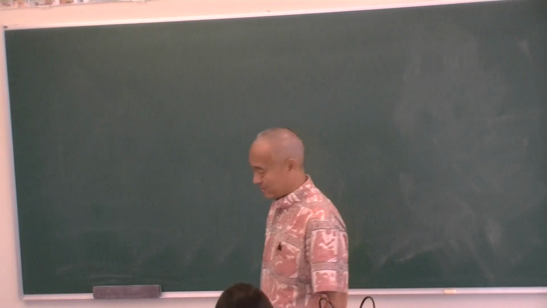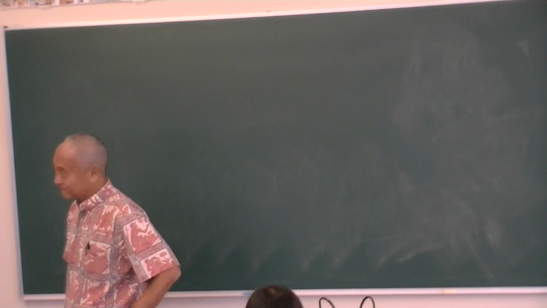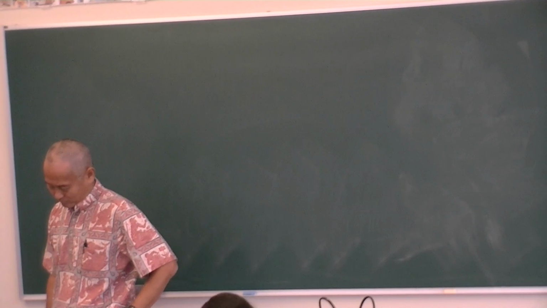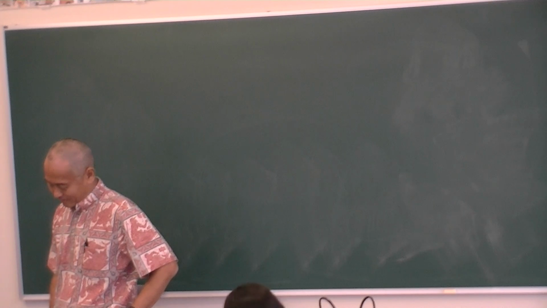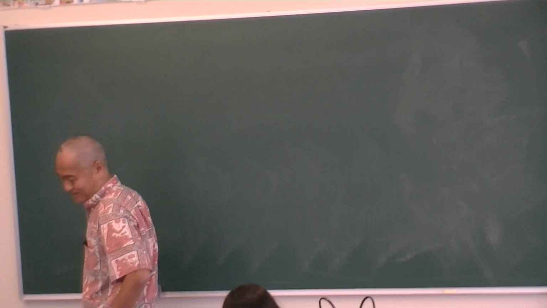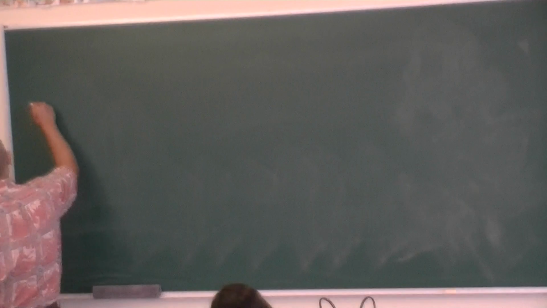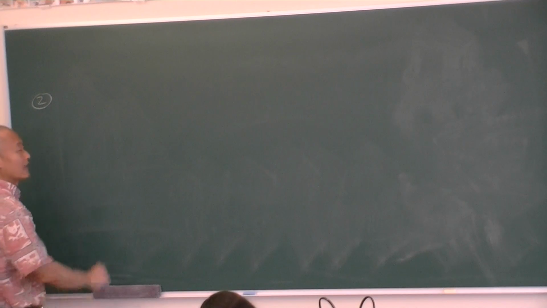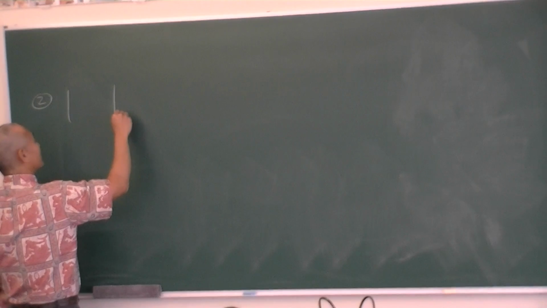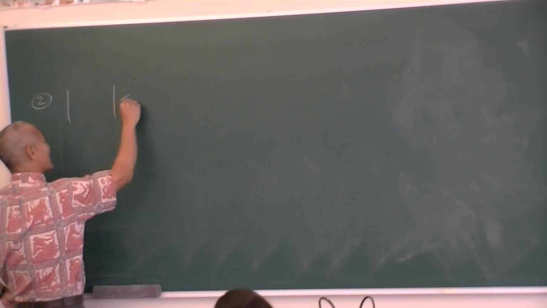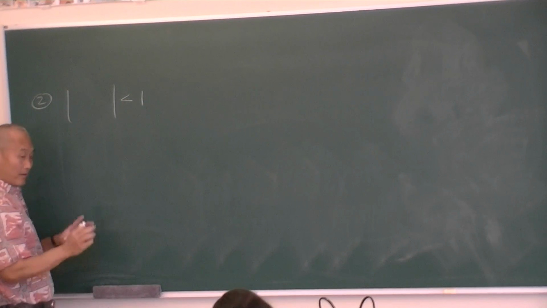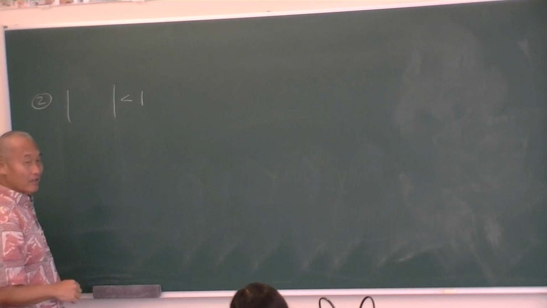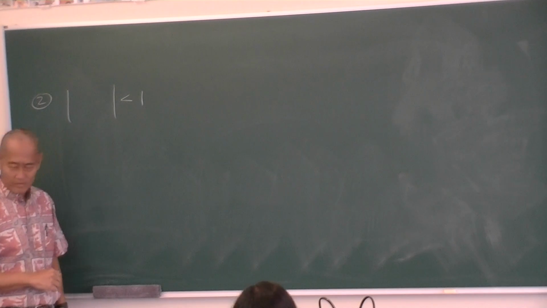Series 6, number 2. Find the interval of convergence. Okay, again, you are going to get this on the test. How do you find the interval of convergence again? The absolute value of r is less than 1. So whatever the common ratio is, you just put it in there, you get 1 point. So what's the common ratio for number 2?